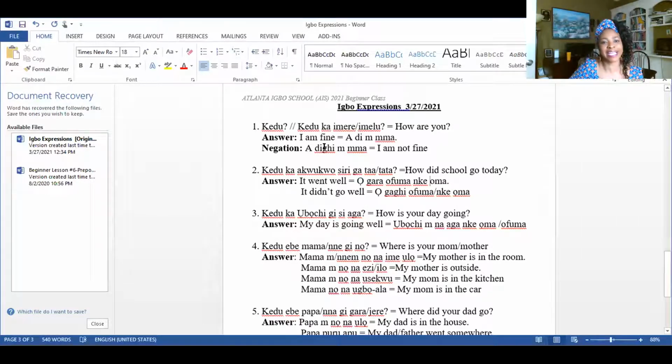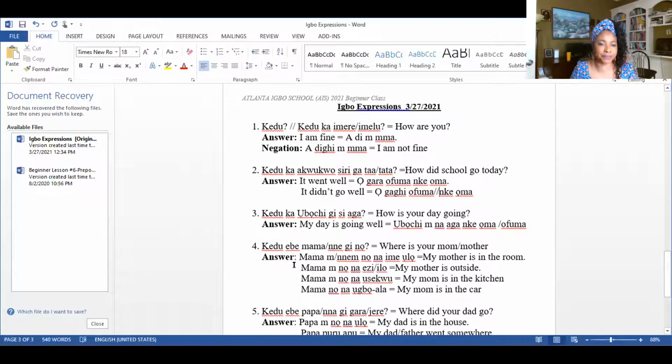And that ge, G-H-I, not G-I. Ge means you. G-H-I is when you're trying to put something in a negative form. That's what it is. It didn't go well. Ogage ufuma, or you can say ogage nkoma. Don't use two of them. When you see this backward slash, it means this or that. I don't want you to use ogage ufuma nkoma. You don't use one or the other. Ogage ufuma, or you can say ogage nkoma, depending on your dialect. Speak what you speak in your house.